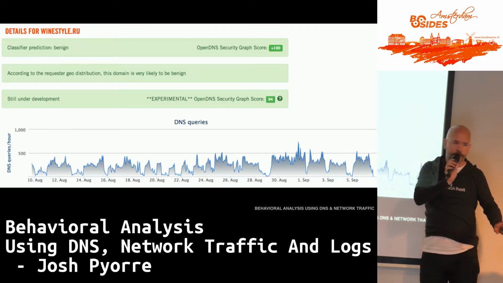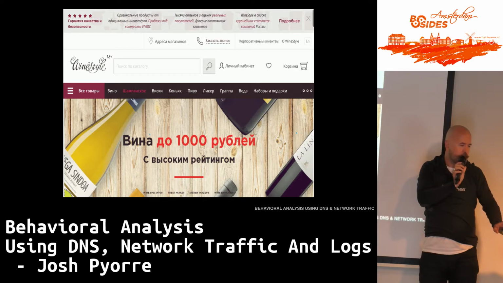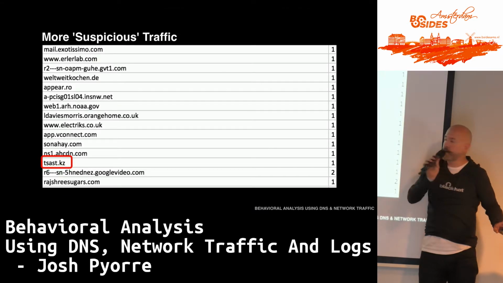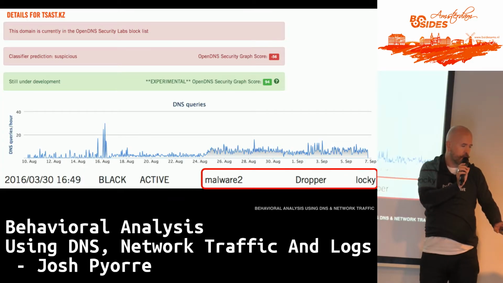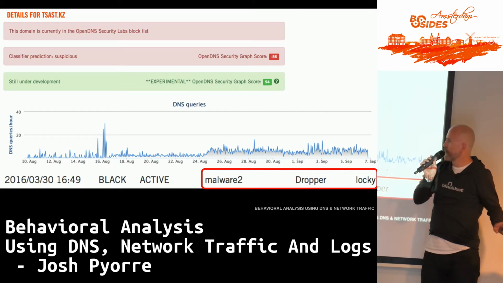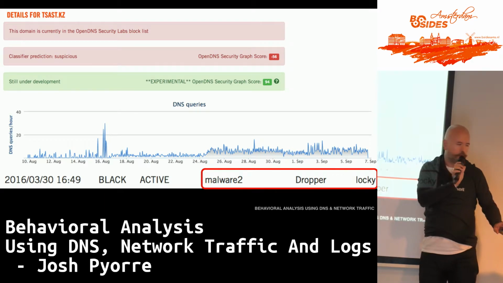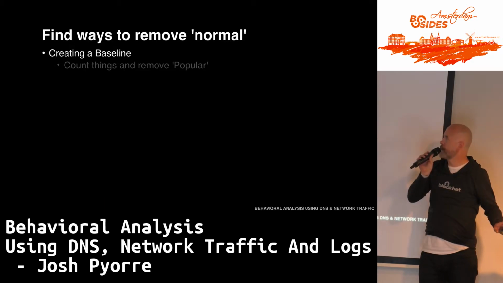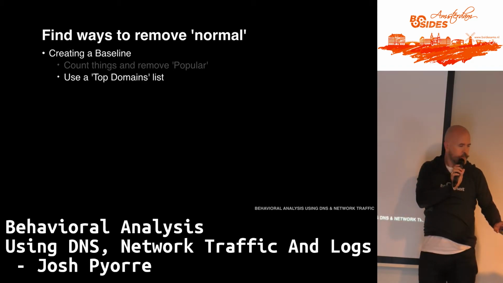I'm still doing this manually, of course. I look at the domain, and there's not really much going on. But maybe there's this other domain here, this .kz domain, suspicious. Go look at it, and the traffic has kind of normalized, but OpenDNS has it blocked for Locky, as a dropper for Locky. And then you go to the page, and it's just a takedown page, or removed page. But all right, so I have a better idea, which is to use a top domains list.